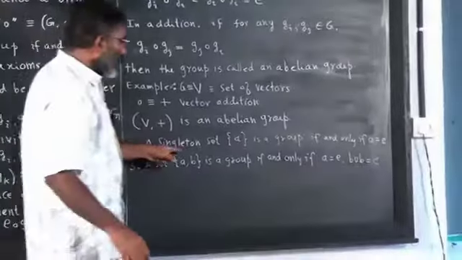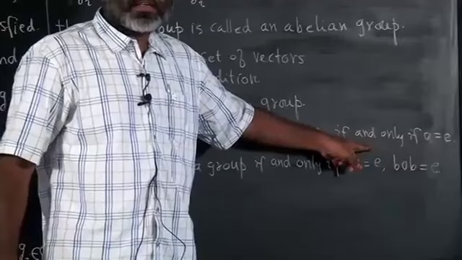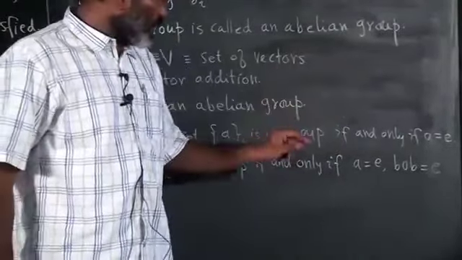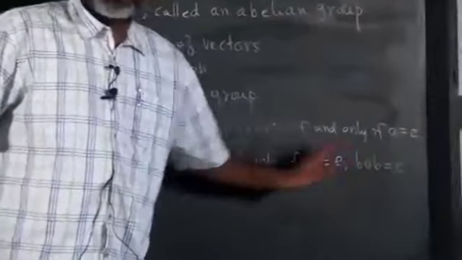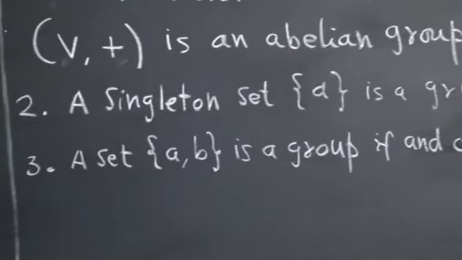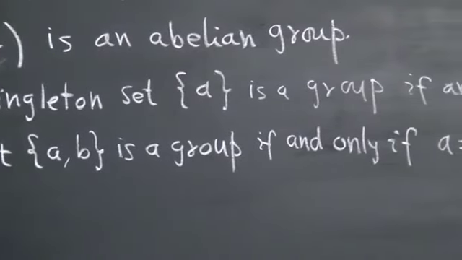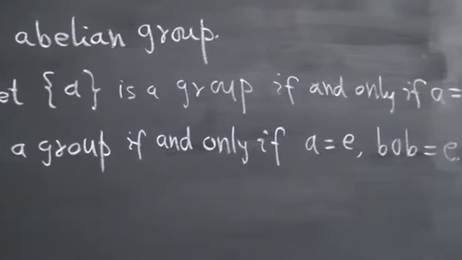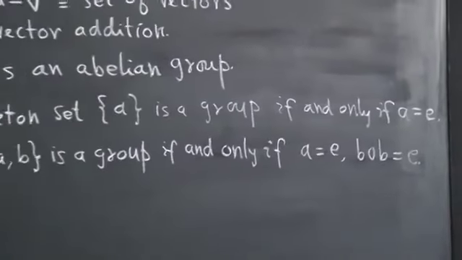In this sentence, when I am writing if and only if, what does it mean? Both forward and backward, both necessary and sufficient. So this is a unique condition. There is no other condition under which this becomes a group. This is the only condition. And we can go on asking these questions, 3 elements, 4 elements, etc. Okay? So let us reserve some of those exercises for the tutorial.